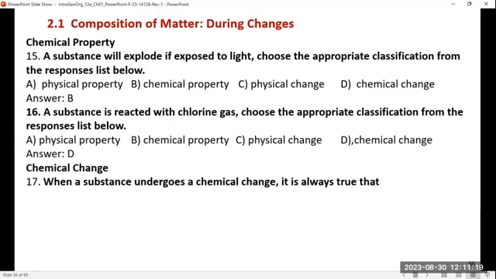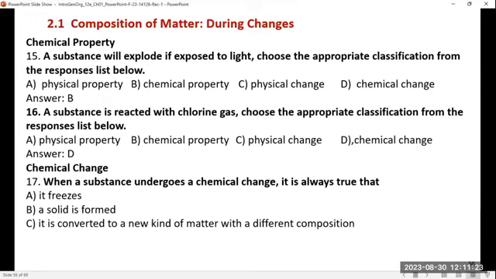Not always do chemical reactions produce solids. It cannot be. A new kind of matter with different composition, that's the statement we are looking for. The substance you start with changes to a different substance with different composition. Temperature of the substance increases? Even in a physical change, water could be heated up to boiling. Answer is C.